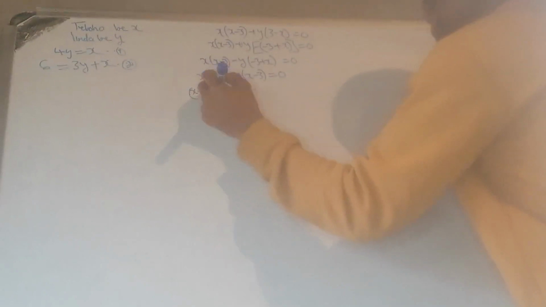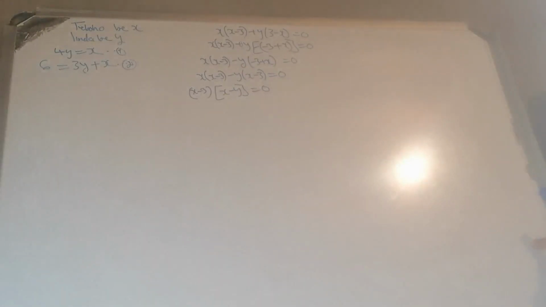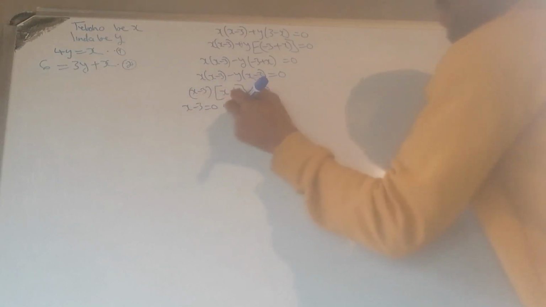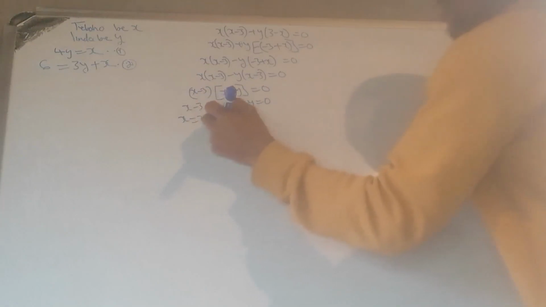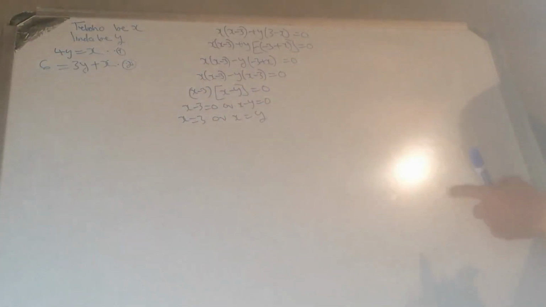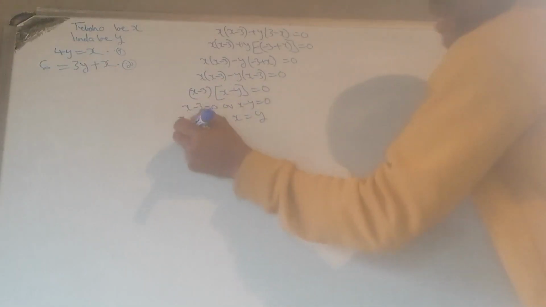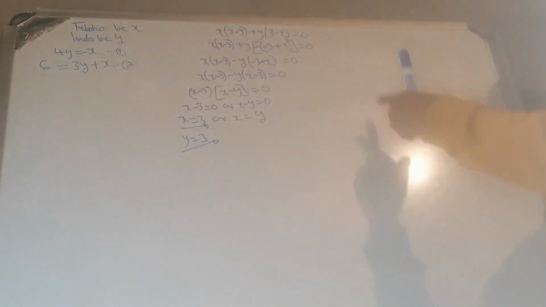And then from here I can take out a common factor. Equals 0. So I can say x minus 3 equals 0 or x minus y equals 0. x equals 3 or x equals y. But I know x is 3 and x is y, so x is 3, y is 3 because x is y. Be careful of this simultaneous.